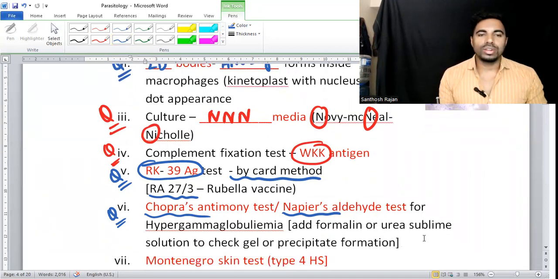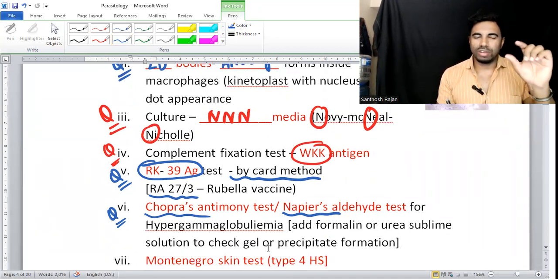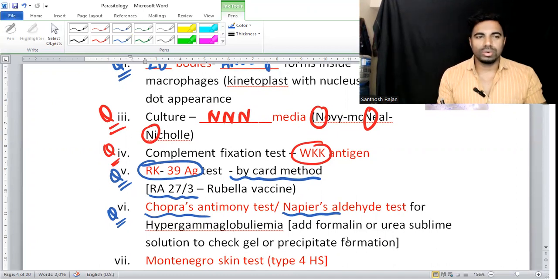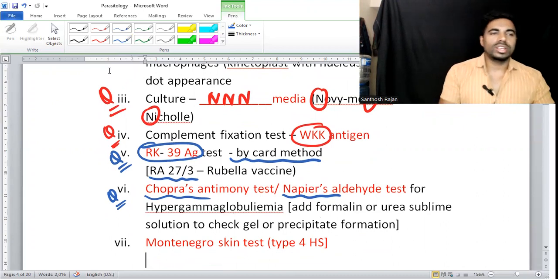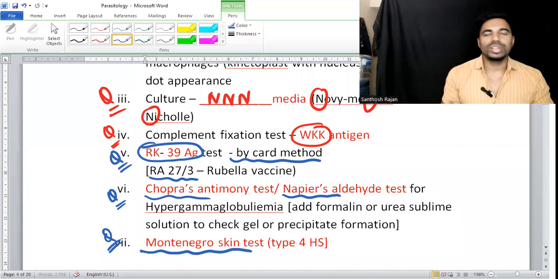You add formalin or urea stibamine to check for gel or precipitate formation. You just add formalin and urea, and check for hypergammaglobulinemia or not. And one more is a skin test, the Montenegro skin test. It's like your lepromin and tuberculin test, a type 4 hypersensitivity, the Montenegro skin test.